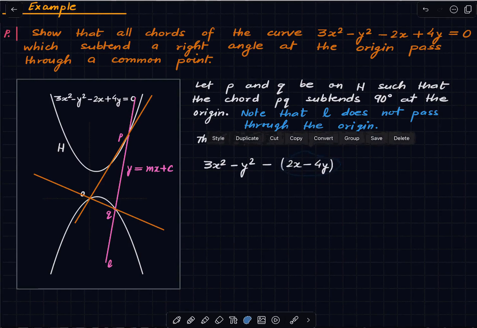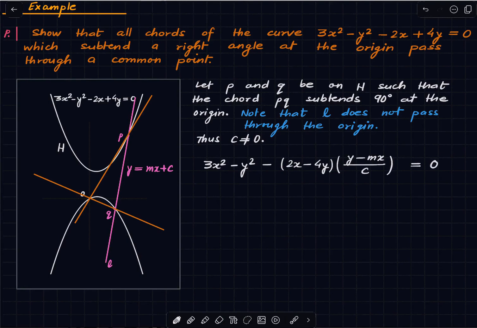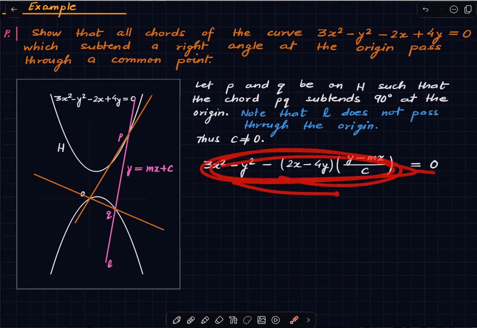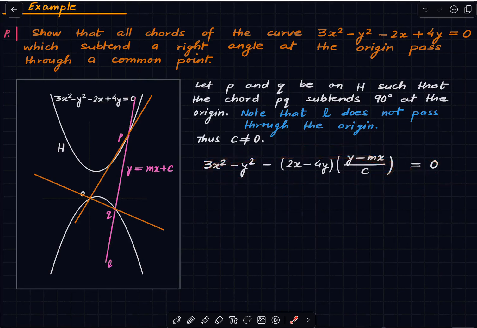This thing multiplied with (y minus mx) divided by c. This equals 0. So this is some curve. This is some algebraic expression equated to 0. So this is some curve, meaning its 0 set is something.